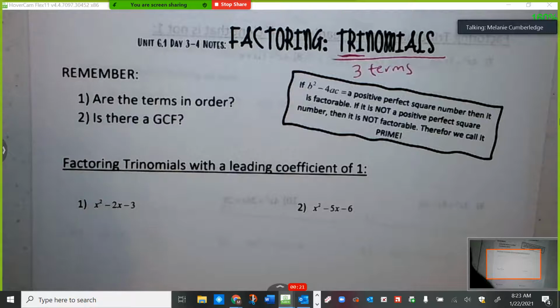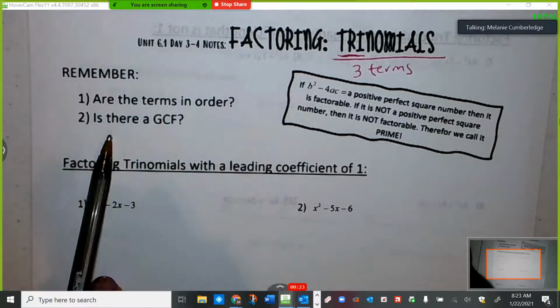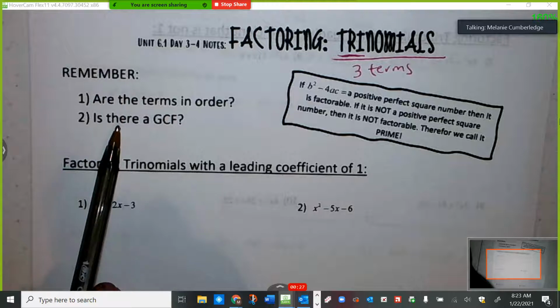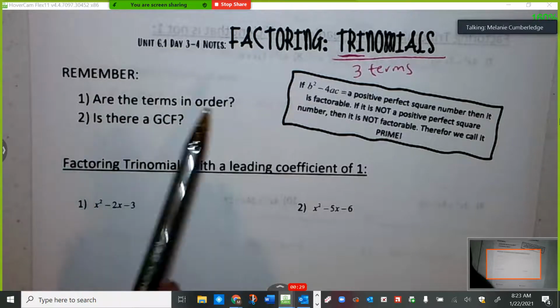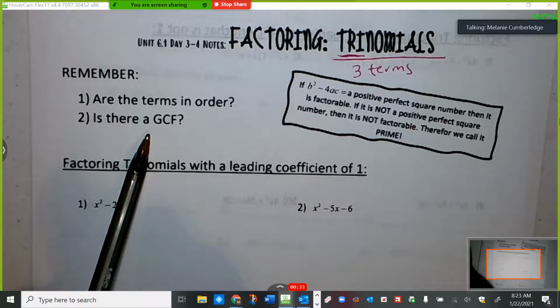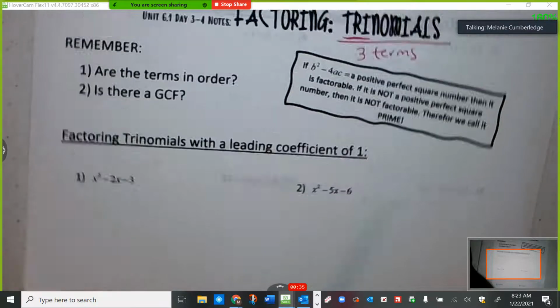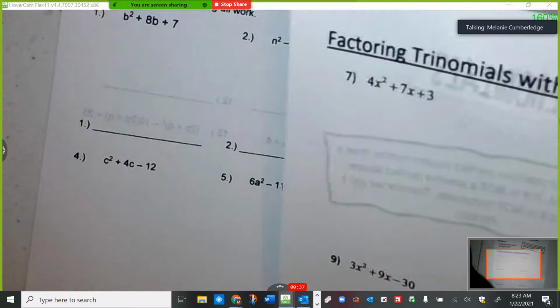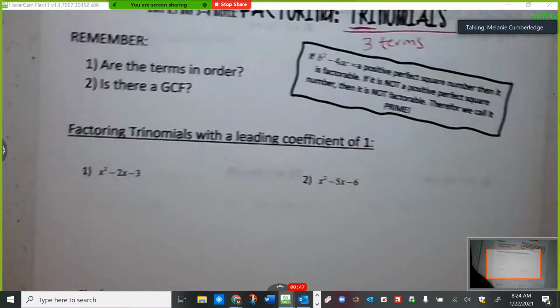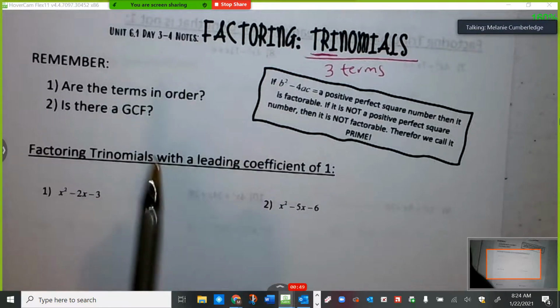Two of the things that we learned yesterday, the first two questions, are the same first two questions today. Are the terms in order? Is there a GCF? These are always things that you should pay attention to. Now, we were nice, and all of the notes are in order. And I believe all of the practice is in order as well. So we've set these up nicely for you. There are GCFs on some of them, though.